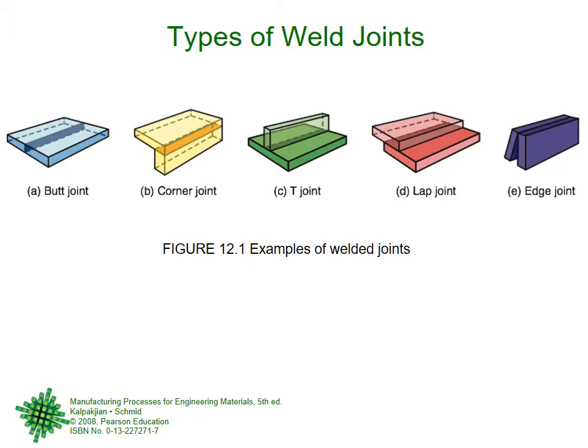Now the types of welded joints. At the end of the introduction, we were telling you how we select the different types of joining methods and so on. One of the things is the geometry of the joint. What is the geometry of the joint? So this is a very nice schematic figure.